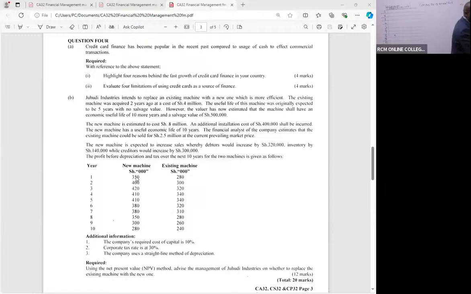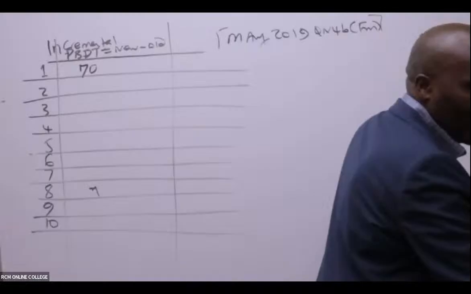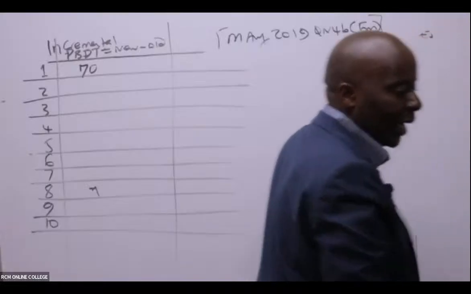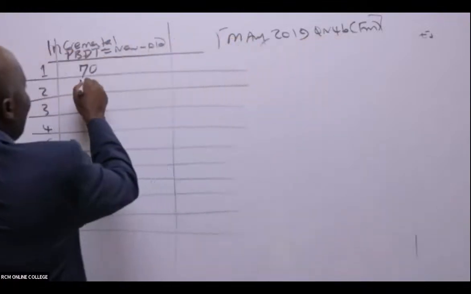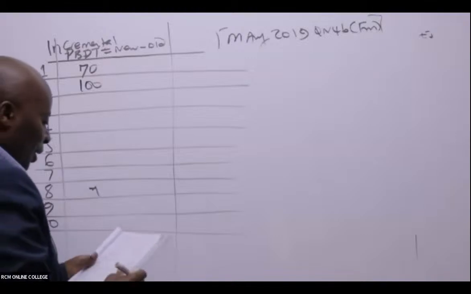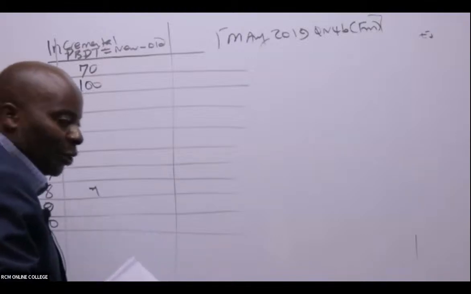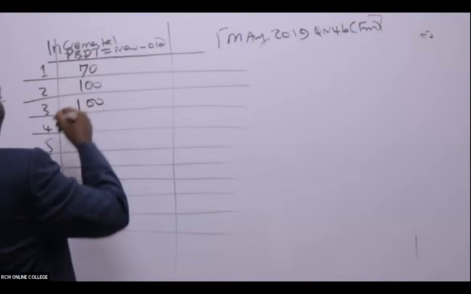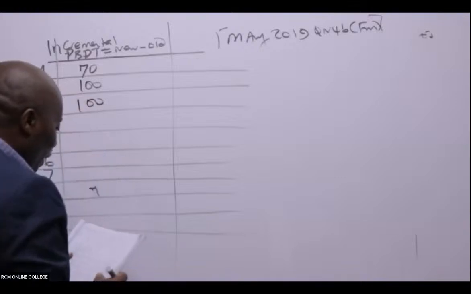Like the first one is 350 minus 280, giving me 70. The first one is 70, incremental PBDT. The second one will be 400 minus 300, giving me 100. How about the incremental for year 3? Incremental for year 3 is 420 minus 320, 100 still. Incremental for year 4, 410 minus 340.